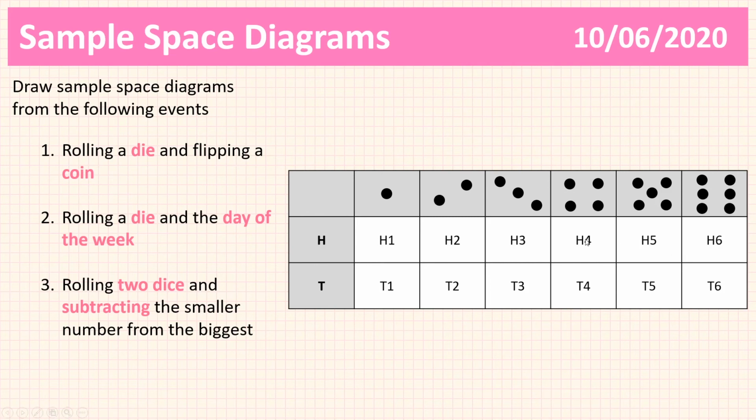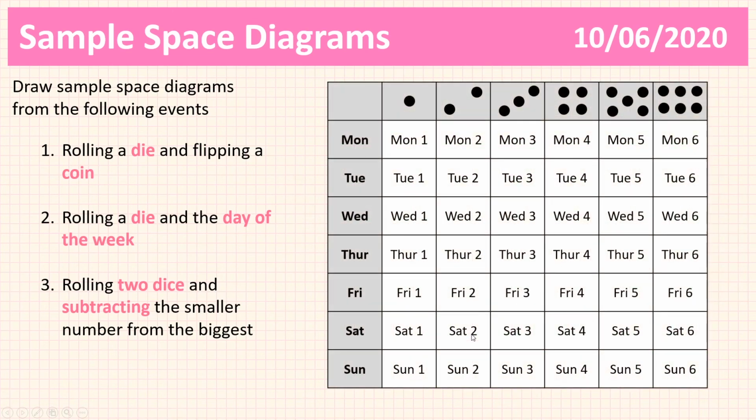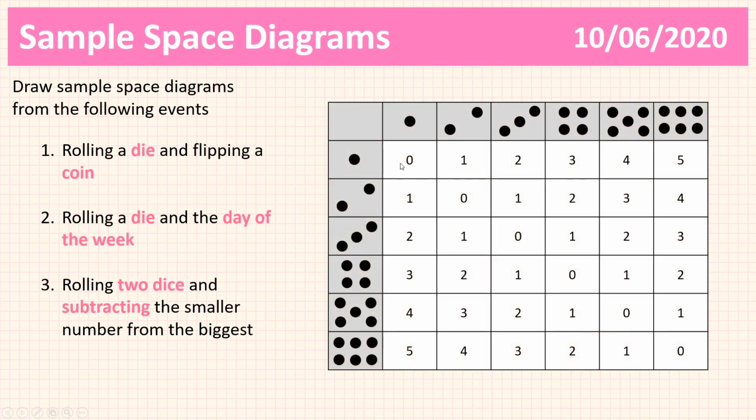Okay, so now let's go through the answers to question 2 and question 3. So for question 2, this is what your table should look like. I've got the days of the week and the dice numbers, and I populated it so I can get a Monday and a 1, Monday 2, Monday 3, Monday 4, Monday 5, Monday 6, so on and so forth to populate this table. And then the last one, for subtracting, it would look like this, where there is a leading 0. You can see that. And then I've got all the other numbers in there, so 2 take away 1, 3 take away 1, 4 take away 1, and so on and so forth.